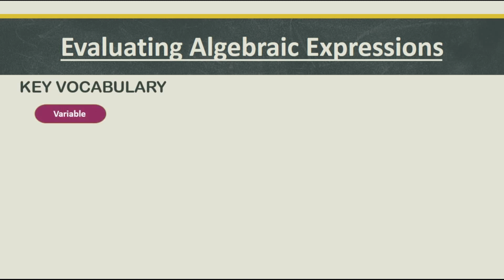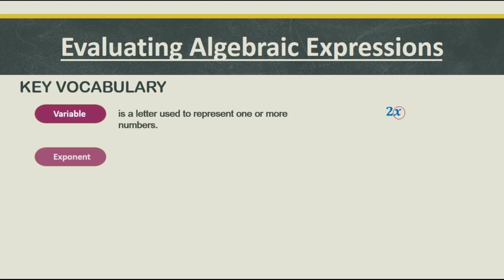When we say variable, it is a letter used to represent one or more numbers, like for example, 2x, where x is a variable, which means x can be used to represent one or more numbers.